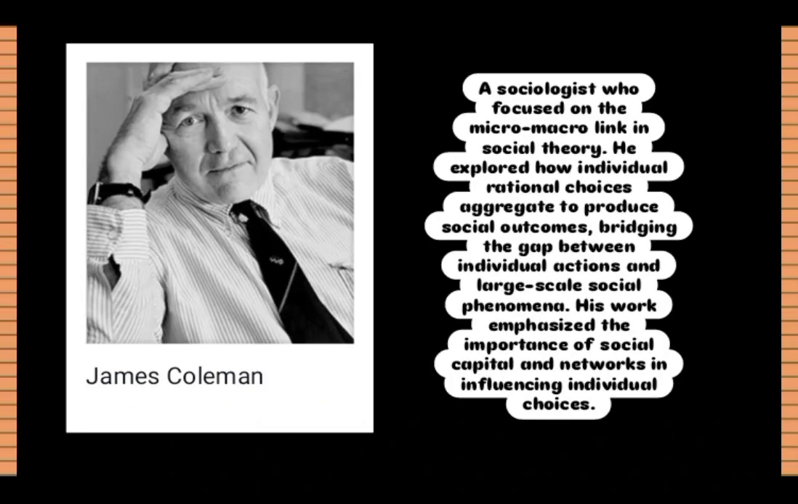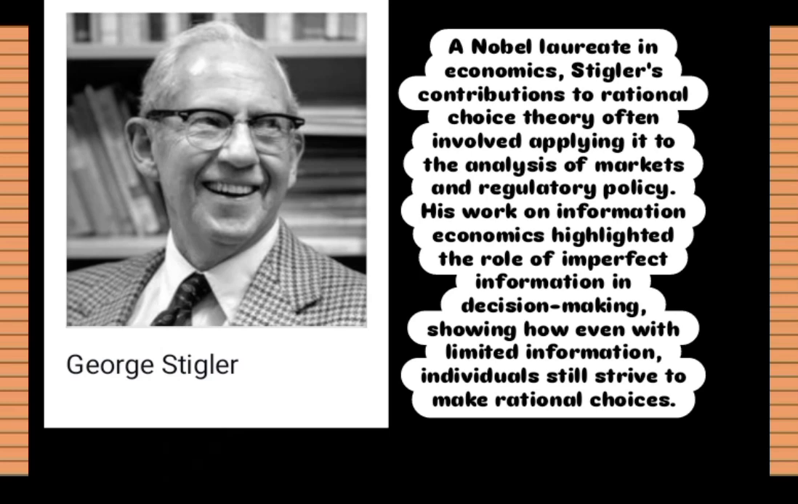James Coleman is a sociologist who focused on the micro-macro link in social theory. He explored how individual rational choices aggregate to produce social outcomes, bridging the gap between individual actions and large-scale social phenomena.